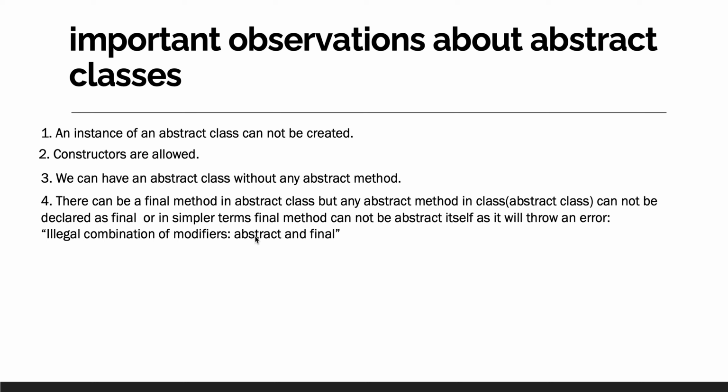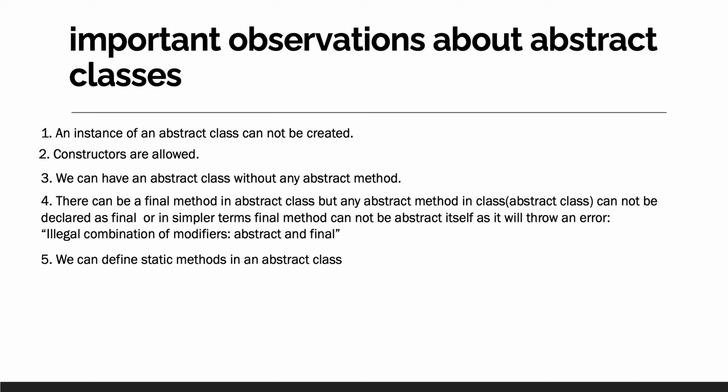So as we have already discussed, abstract is a keyword, final is also a keyword, and these are nothing but modifiers. So the combination of abstract and final we cannot declare. Final means that if a class is final, then it cannot be extended by any other class, and abstract means that the class needs to be extended by a subclass, because we cannot create an instance of the abstract class, we can only create an instance of the subclasses. So the combination of these two modifiers is not allowed in Java.